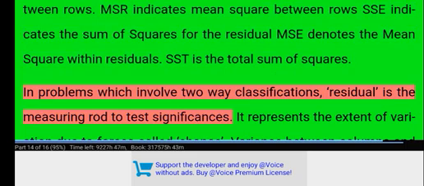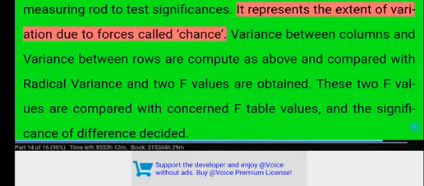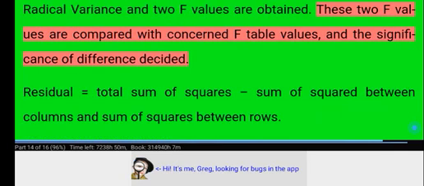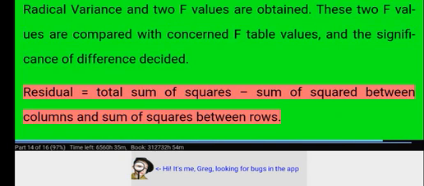In problems which involve two-way classifications, the residual is a measuring rod to test significance. It represents the extent of variation due to forces called chance. Variance between columns and variance between rows are computed as above and compared with the residual variance, and two F values are obtained. These two F values are compared with the concerned F table values, and the significance of difference decided. Residual equals total sum of squares minus sum of squares between columns minus sum of squares between rows.